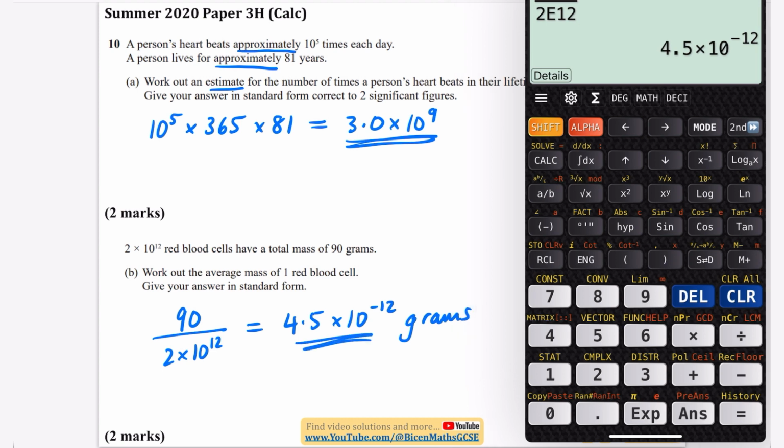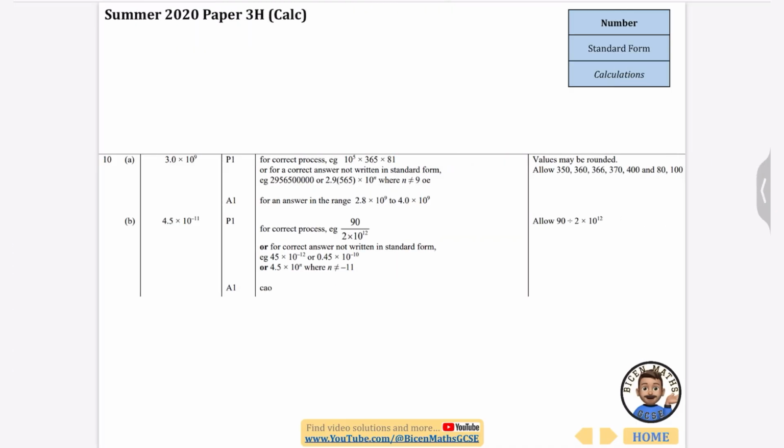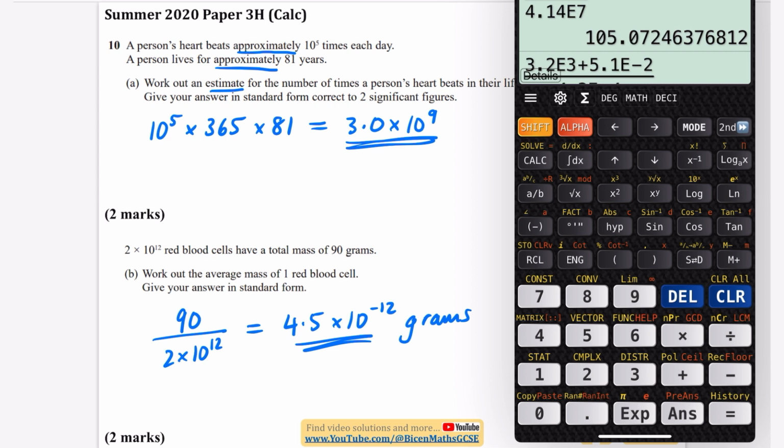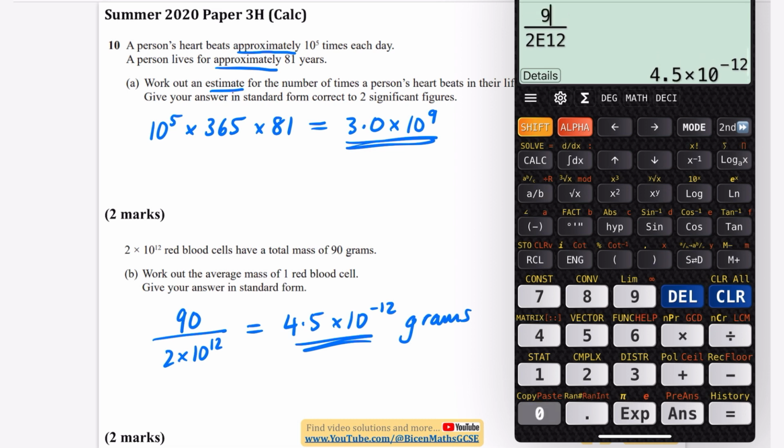Let's double check we've got these right. So we've got 3.0 times 10 to the 9 and 4.5 times 10 to the minus 11. What did I have wrong then? Oh, did I type it in right? No, again, I didn't type it in correctly. I hope that you're watching this and thinking all these things are going wrong.